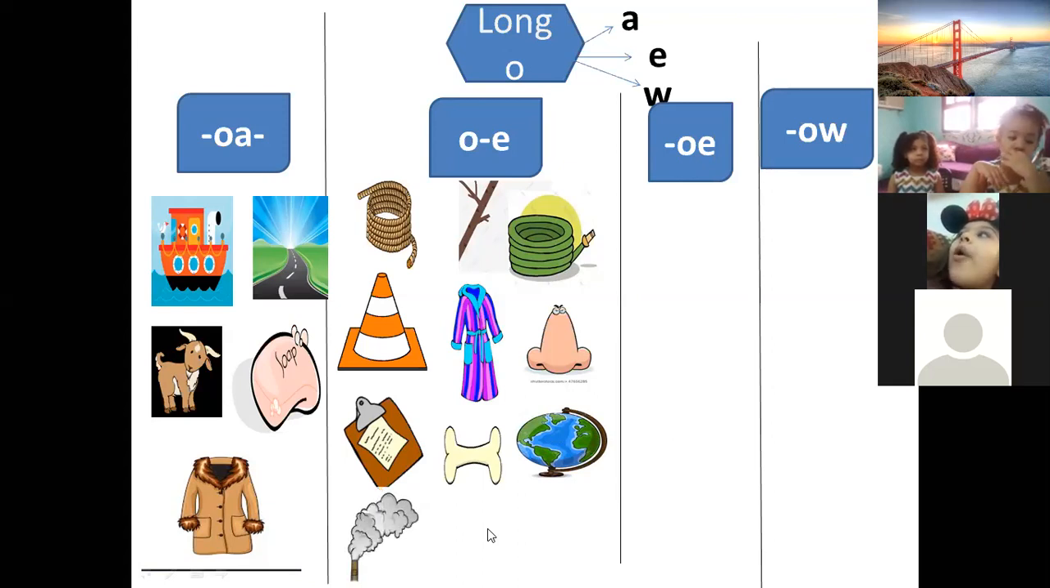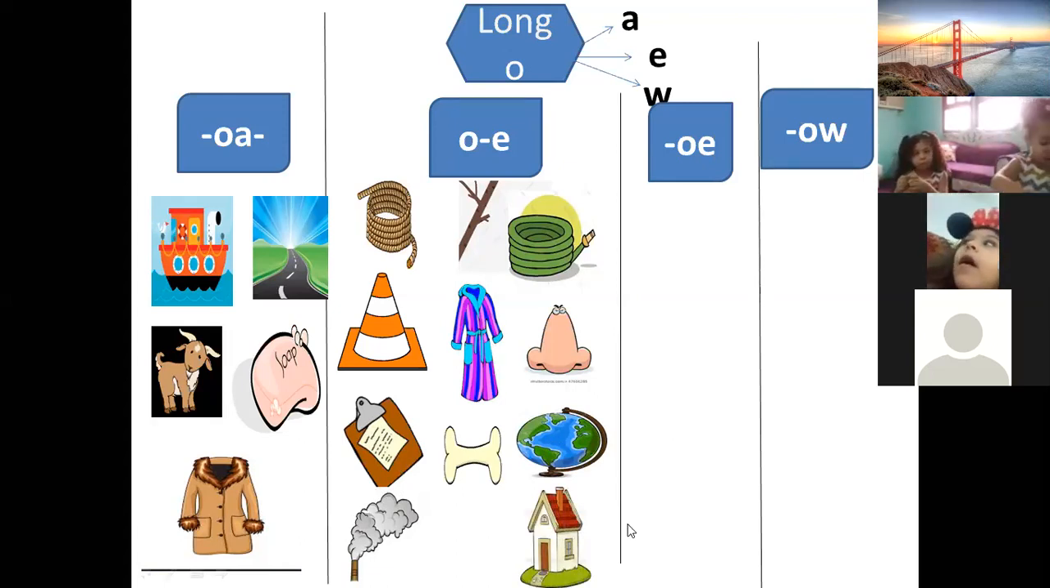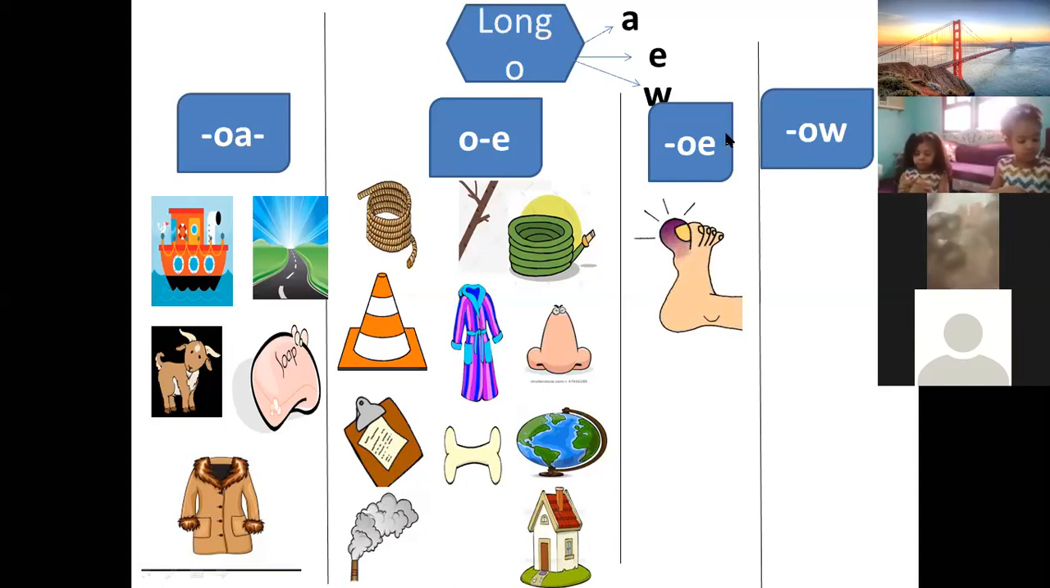And this is what, KG, that can come from the factory? It's not nice to smell. It's what? Smoke. Excellent. It's a smoke. And here, KG, this is a... We have to keep what? To stay at home. We have to stay at home. Home. Here, KG, for O and E closed, we have this.